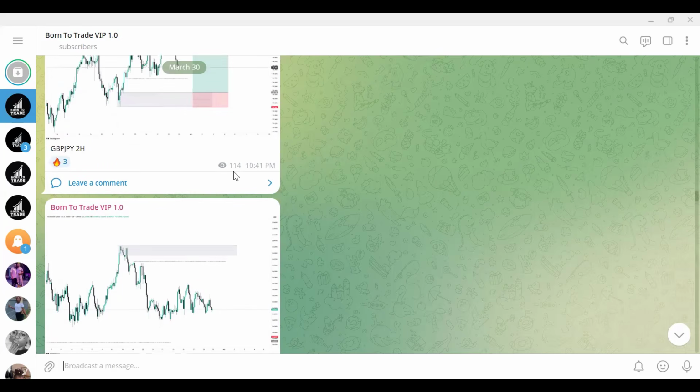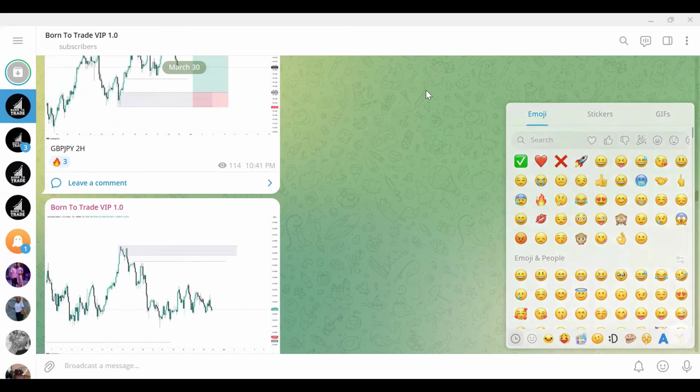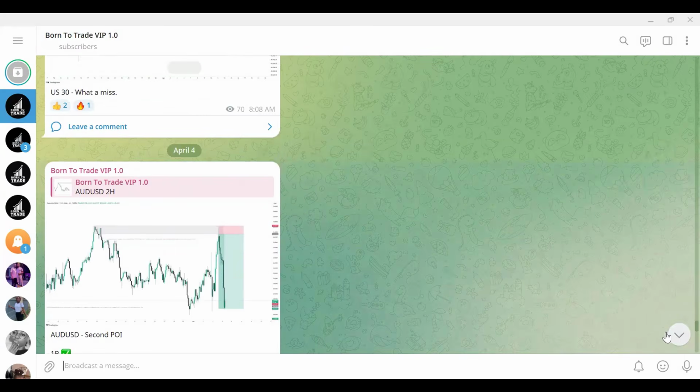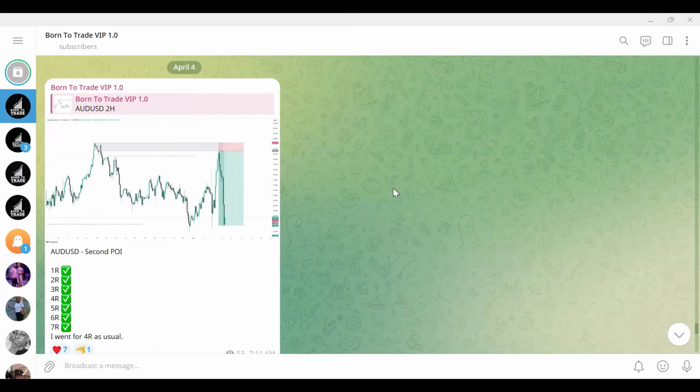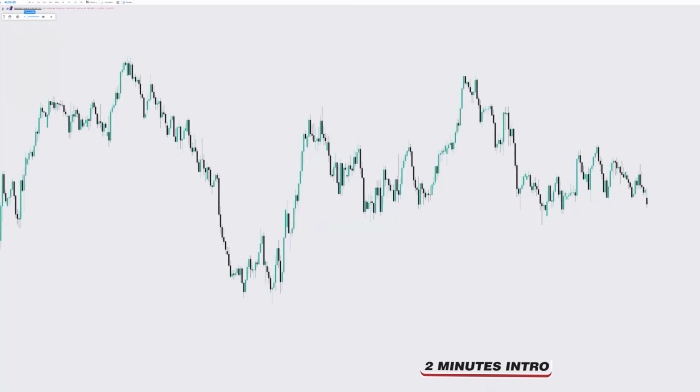I'm going to use these 2 trade opportunities to show you how you can identify institutional sentiment and where the institutions are moving their money to. So let's see that quickly. AUDUSD, the 2 hours time frame. Like I said, I'm going to show you how to find institutional direction.